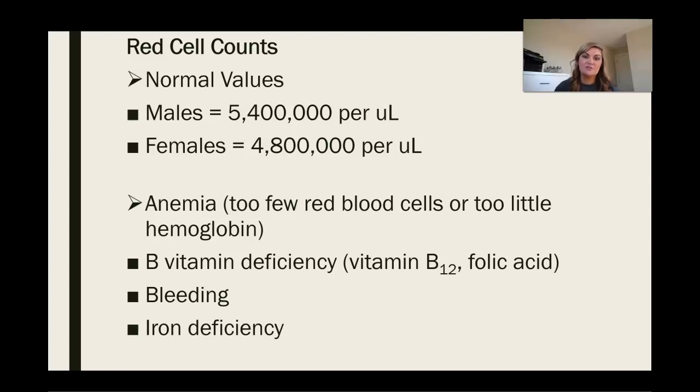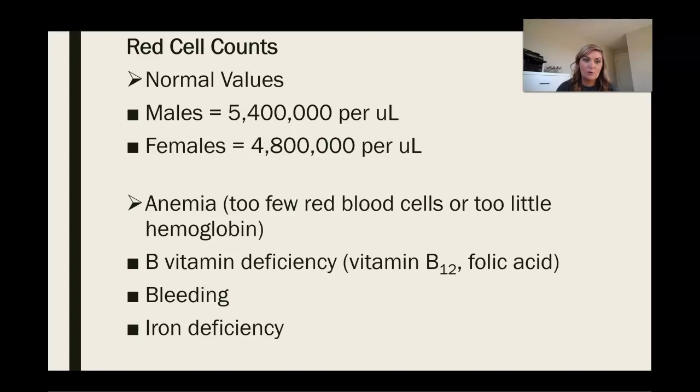Anemia means that you have too few red blood cells, or you have too little hemoglobin, and you might need iron in order to up that hemoglobin in order to increase its affinity for oxygen. Now, B vitamin deficiency could cause this. Vitamin B12 and folic acids are going to be very important in helping to create red blood cells.